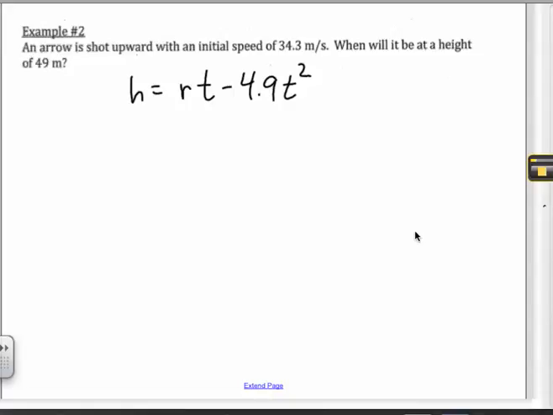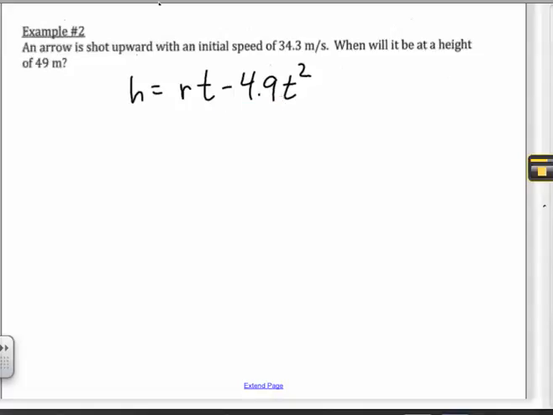If I throw a ball up, it's going to go up. It's going to slow down until it gets to the top, and then gravity's going to pull it back down. That's why you'll see this is the constant for gravity, negative 4.9. This is in meters. I think you did feet in Miss Murphy's class, and it was something like minus 16 t squared.